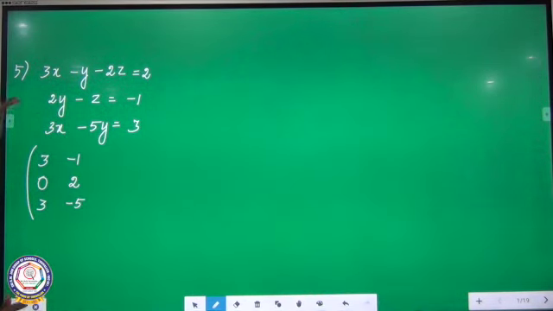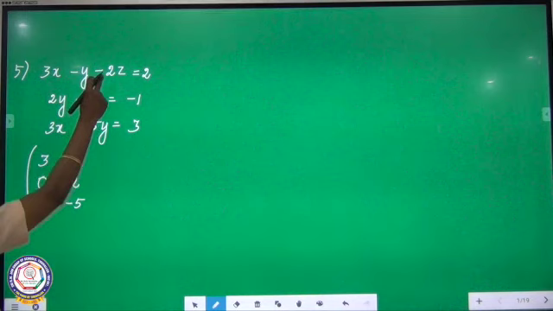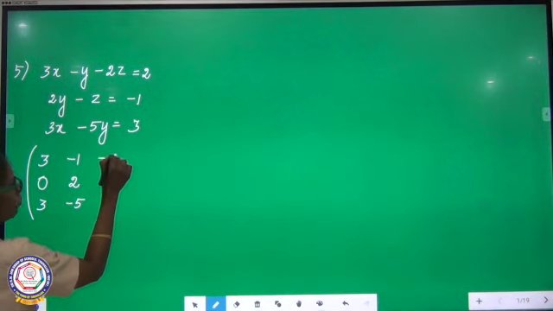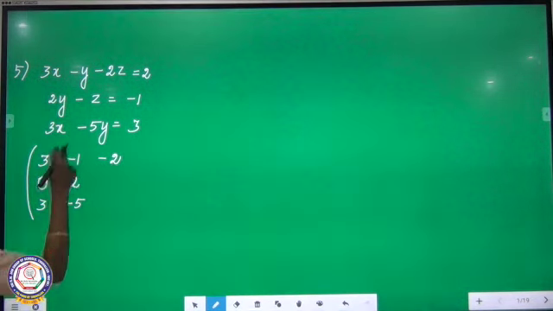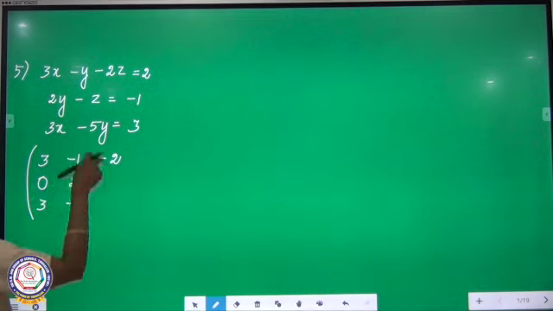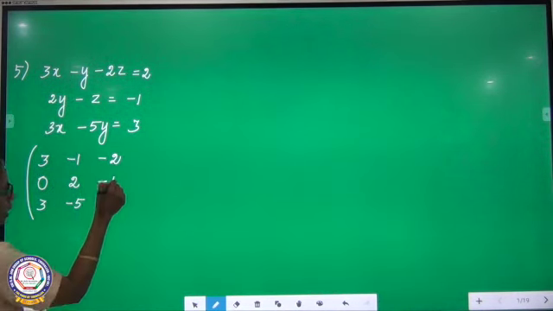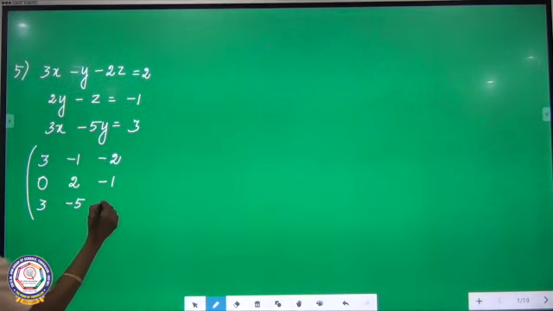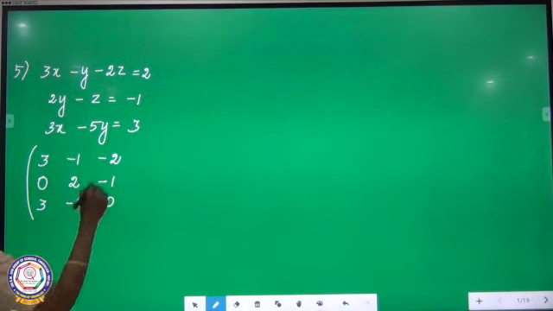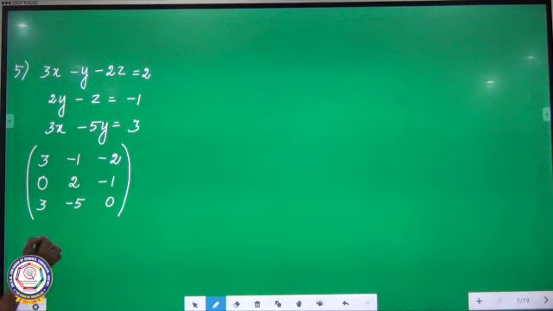While writing these things, you have to be very careful. Here x is not there. In the third equation, z is not there. First equation, coefficient of z is -2. Coefficient of z is -1 in the second equation. In the third equation, you have none, so you consider it as 0.